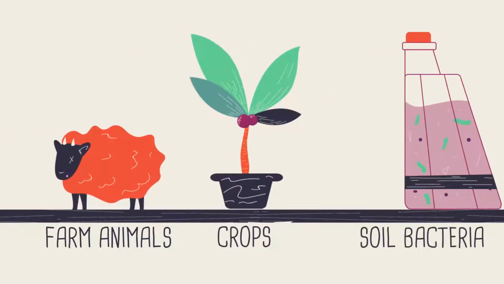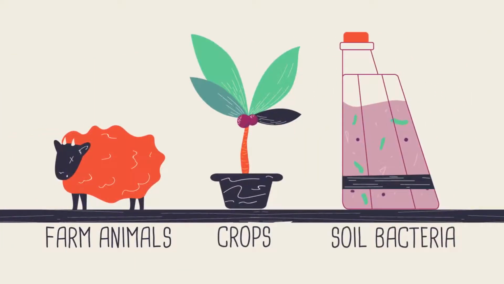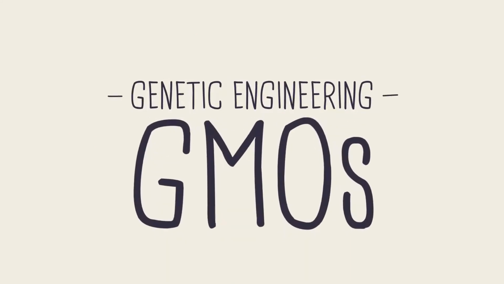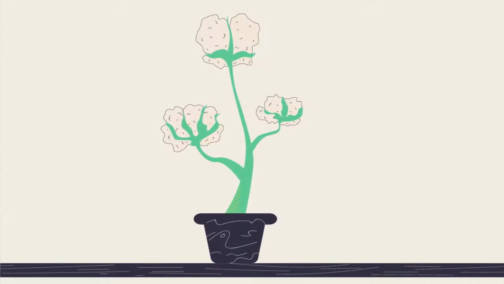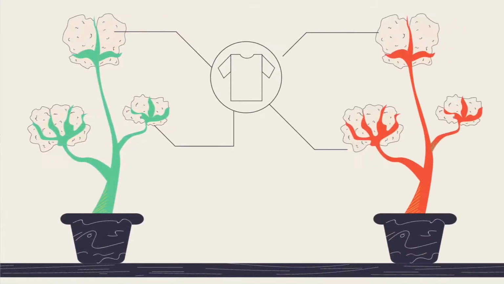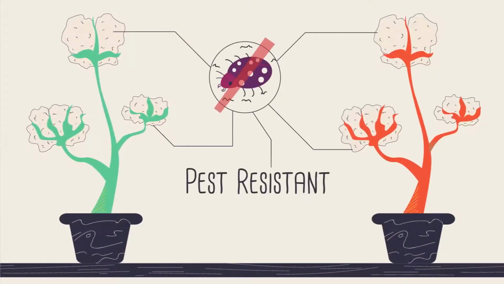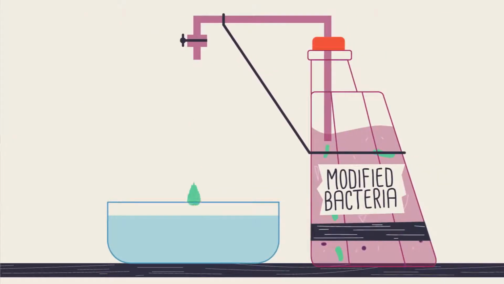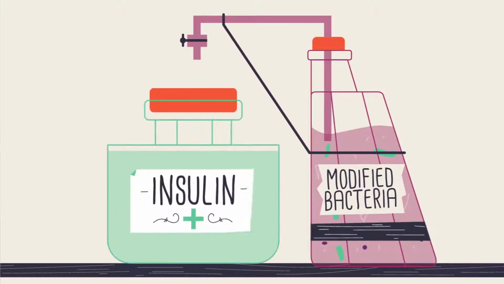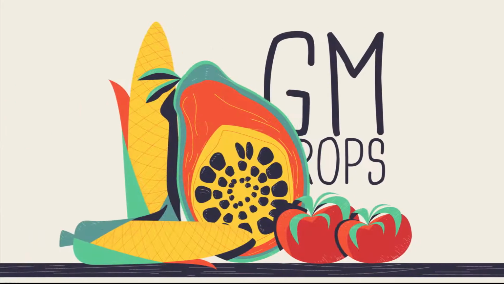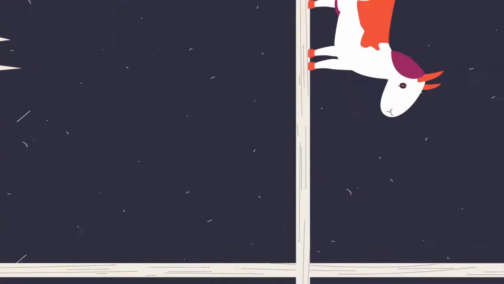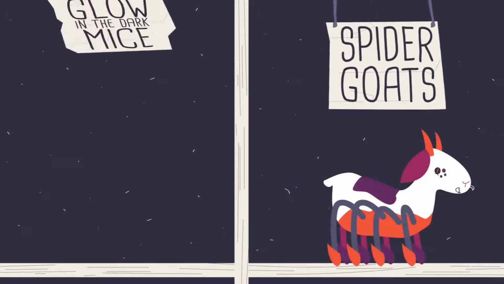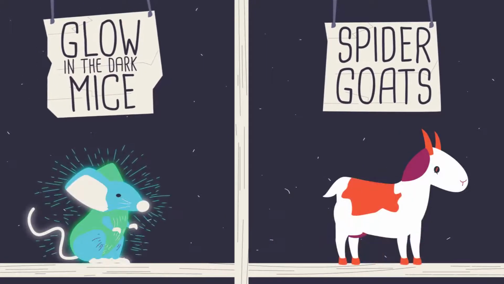Crops, farm animals, and soil bacteria are three of the most common uses of genetic engineering to make GMOs. The cotton plant that grows the cotton for your t-shirt might have been genetically modified to be pest resistant, or the bacteria modified to produce life-saving medicines, as well as the better known GM crops that we eat. And then there's some wacky organisms like spider goats and glow-in-the-dark mice.